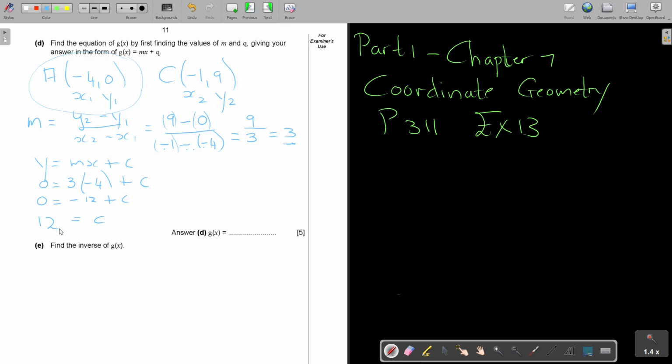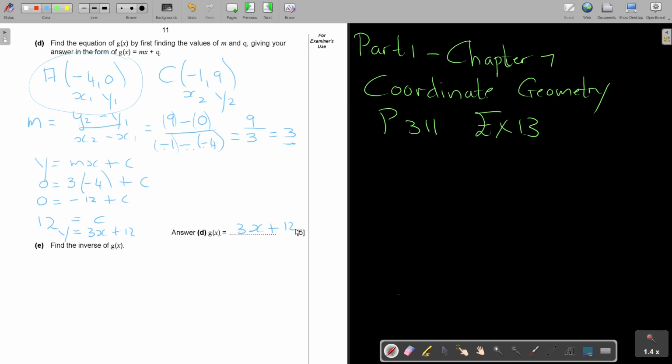So don't forget to write it correctly. You can first write it as y equals 3x plus 12. But we want g(x) is equal to 3x plus 12. So they write g(x) in the place of y because it's the name of that equation.